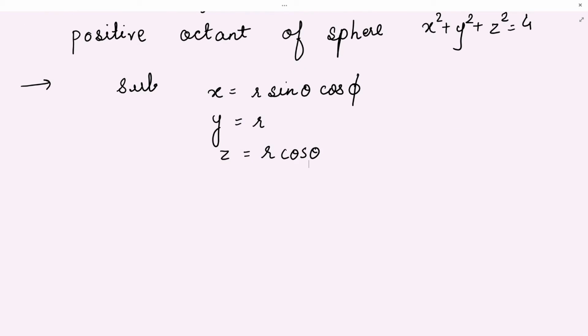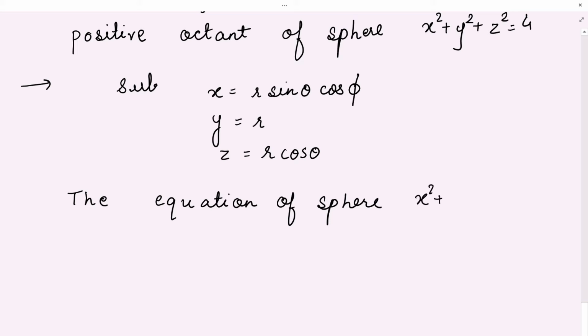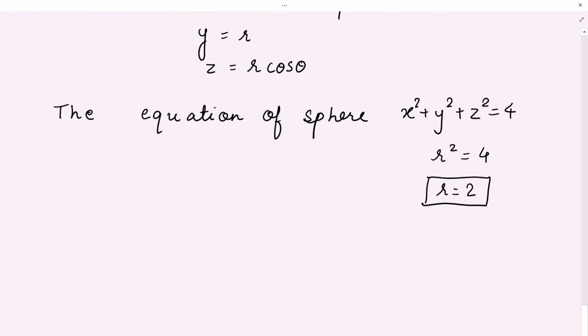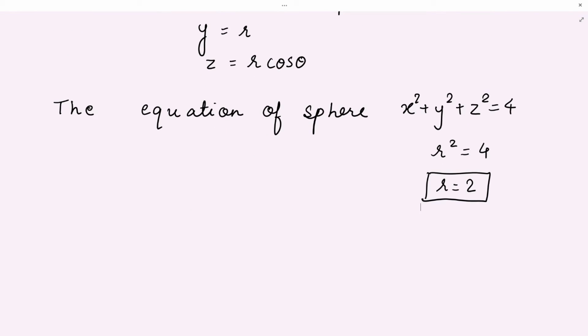The equation of the sphere, what is the equation of the sphere? x square plus y square plus z square is equal to 4. If I reduce this, this will be converted into r square is equal to 4, which is nothing but r is equal to 2. So this is the sphere that you have to do, and positive octant of a sphere, r is equal to 2. The standard limits, you know, it is 0 to 2, 0 to pi by 2, 0 to pi by 2.